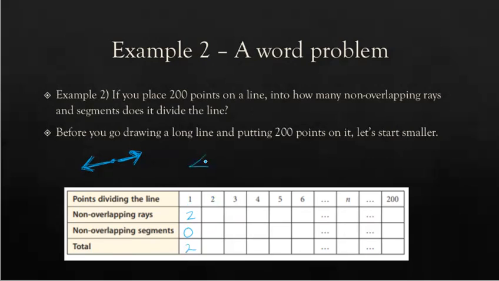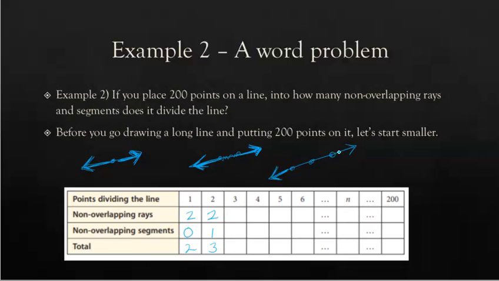Let's draw a line with 2 points. How many rays and segments do I have now? Well, I have 1 ray on this side and 1 ray on this side, and they're not going to overlap. And then I have a line segment in the middle. So I have 2 non-overlapping rays and I have 1 line segment in the middle. Total would be 3. All right, how about 3 points on the line?